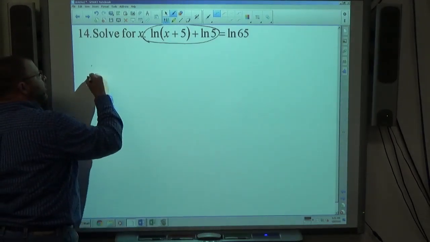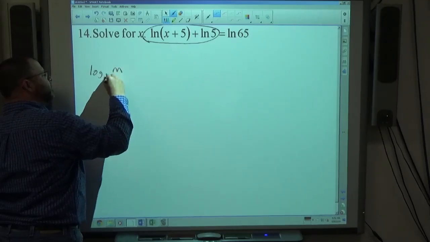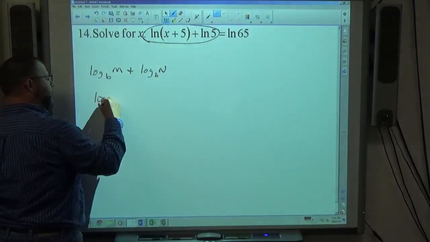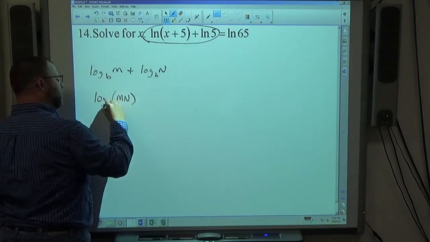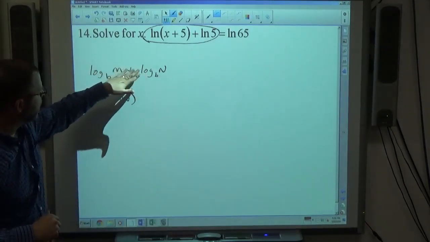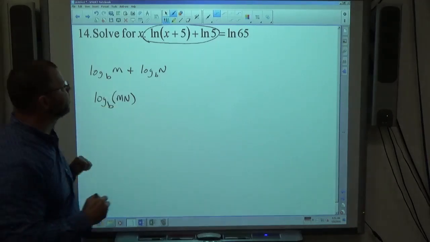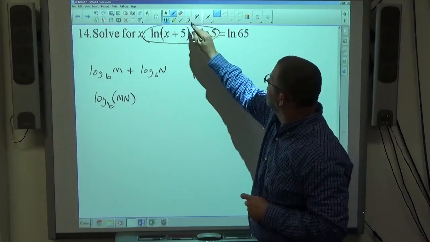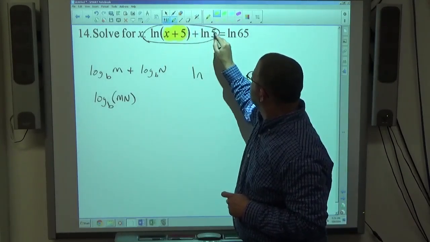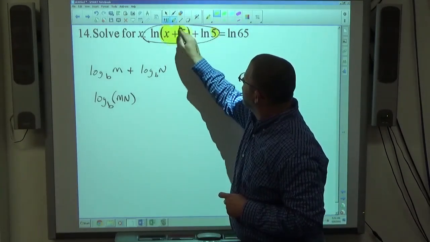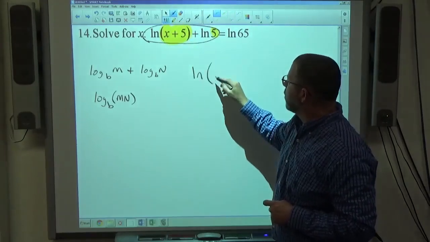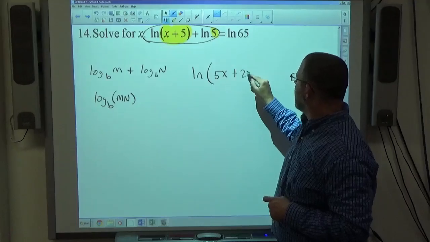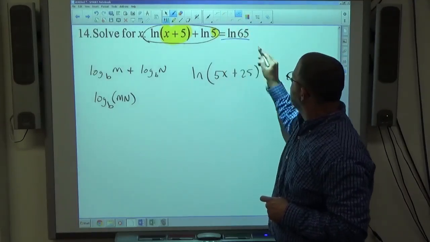But the rule says if I have log of anything base B added to log of anything else base B, I'm going to get log of the product of those two things base B. Once again, changing multiple log expressions into a single log expression. So what I have circled in black up here is going to become ln of this whole object times this whole object. This whole object here is in parentheses, so a distributive property is required. So 5 times x is 5x, 5 times 5 is plus 25. And that's going to equal log of 65.